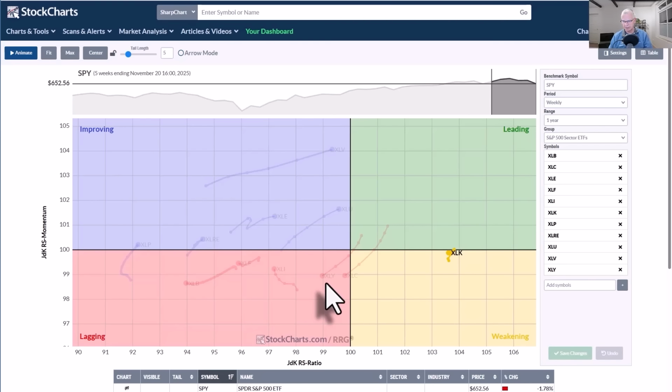Here's technology. We talked about it. Rotating, inside weakening, starting to move at a negative heading. It's now a neutral sector, deteriorating.